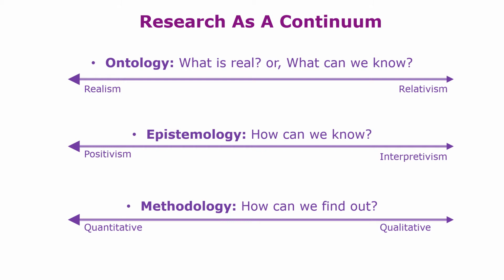And you can see how all these are at the opposite ends of the spectrum. So you can see how realism, positivism, and quantitative methodology fit nicely on the left-hand side here of the ontology, epistemology, and methodology section. And you can see how relativism, interpretivism, and qualitative research methods are on the other spectrum. You can see how they fit nicely. With methodology as well, you can have things in between. You can have mixed methods, triangulation, and things like that. Okay, so now we know about research as a continuum.